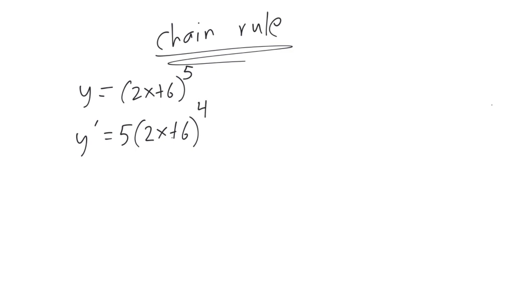But the chain rule says every time you ever use a different rule, multiply by the derivative of the stuff. In this case, that's 2x plus 6. So I would multiply by 2. So in this example, the derivative would be 10 times (2x plus 6) to the fourth. But it goes beyond that.